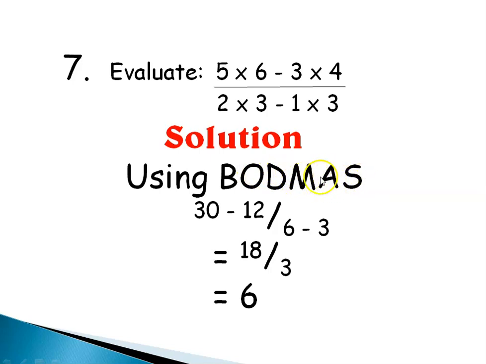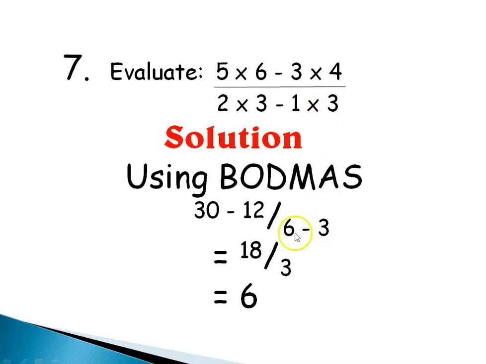So since my multiplication comes before my subtraction, I would have to do the multiplication first. So 5 times 6 is 30. 3 times 4 is 12. So that gives me 30 minus 12 divided by 2 times 3 is 6. 1 times 3 is 3. So this gives me 6 minus 3.